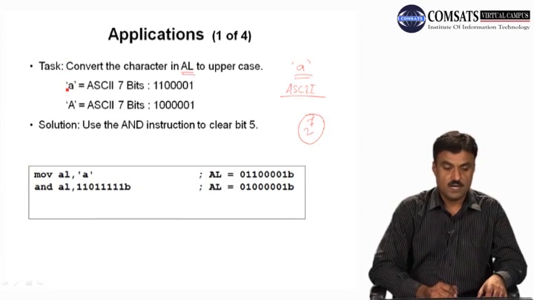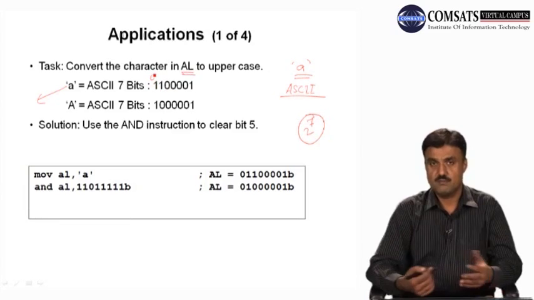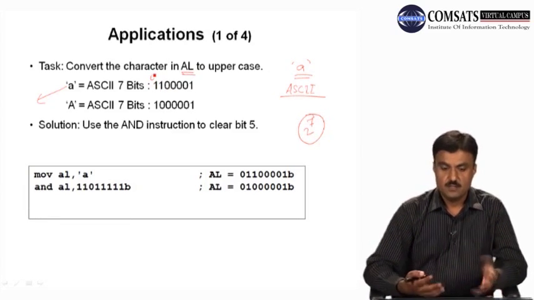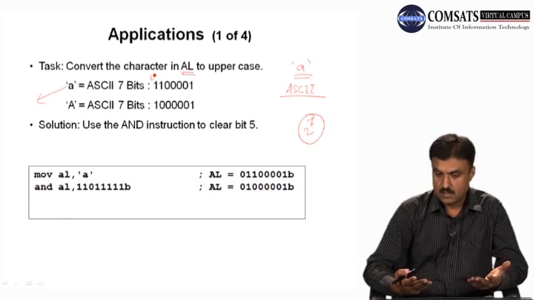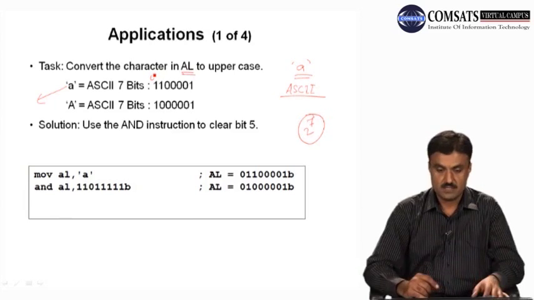So the ASCII code for A is 1 1 0 0 0 0 1. So it's like 1 2 3 4 5 6 and 7 bits. Sometimes people write a 0 here to make it 8-bit, but if it is 0, it's okay, no problem. If you want to present it in 7 bits, it will remain the same.